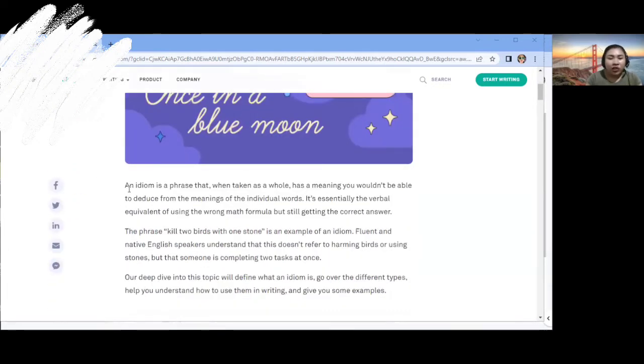Here, an idiom is a phrase that, when taken as a whole, has a meaning you wouldn't be able to deduce from the meanings of the individual words. The phrase kill two birds with one stone is an example of an idiom. Fluent and native English speakers understand that this doesn't refer to harming birds by using stones, but that someone is completing two tasks at once.